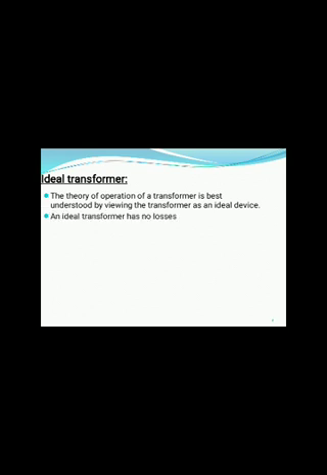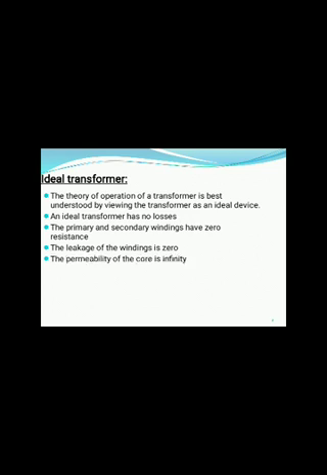An ideal transformer has no losses. The primary and secondary windings have zero resistance. The leakage of the windings is zero. The permeability of the core is infinity.